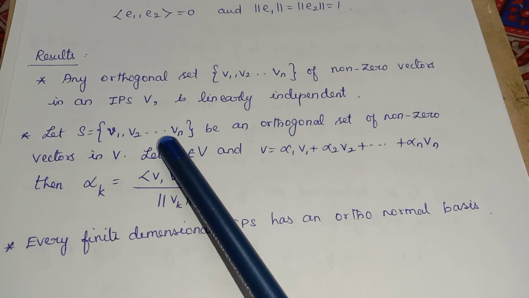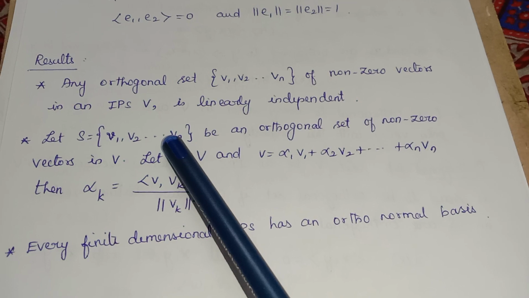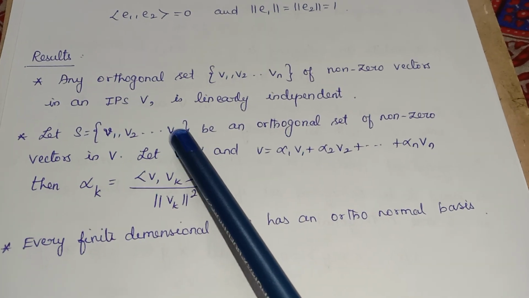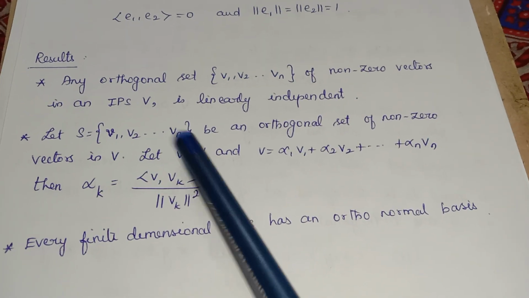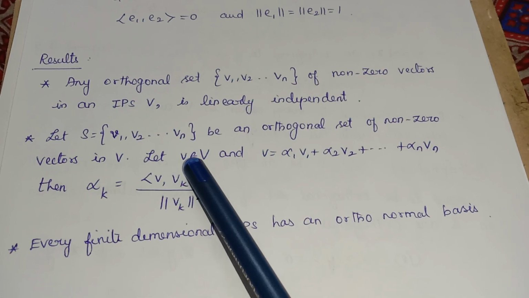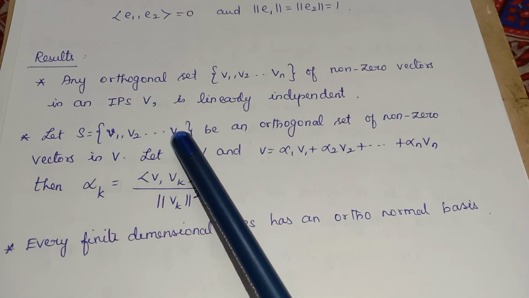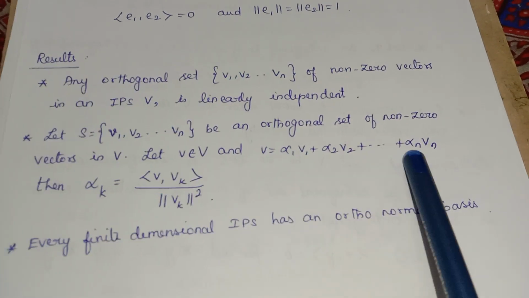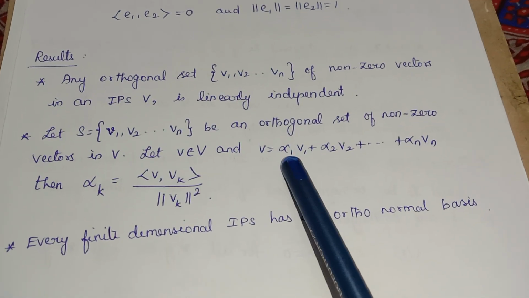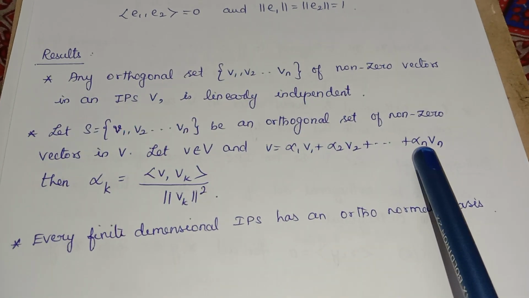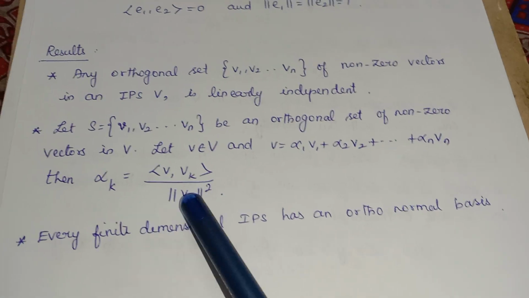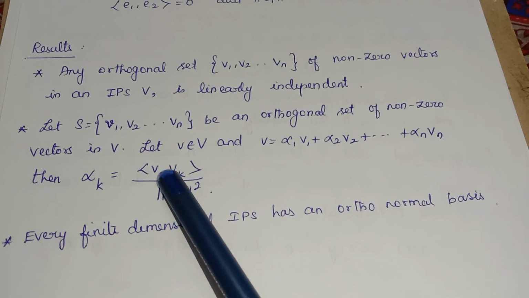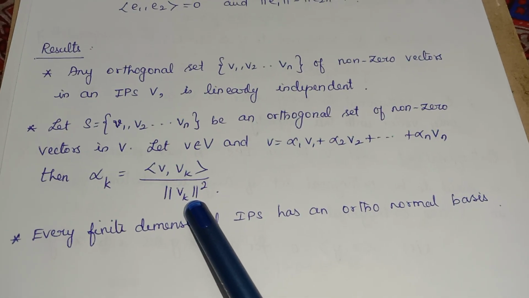That is, first you take an orthogonal set. Orthogonal set means that will automatically become a linearly independent set. You take a vector from V which is different from these n vectors, and you write it as a linear combination of these n vectors. Then the coefficients alpha 1, alpha 2, etc., alpha n are there, no? That can be found out easily by using the formula inner product of v, vk by norm vk square.